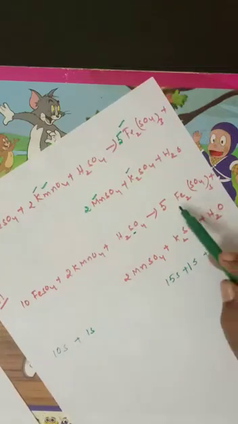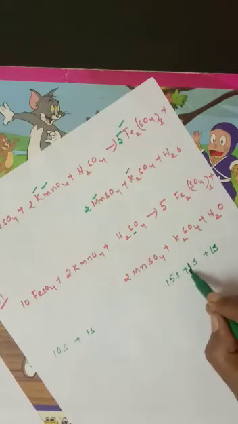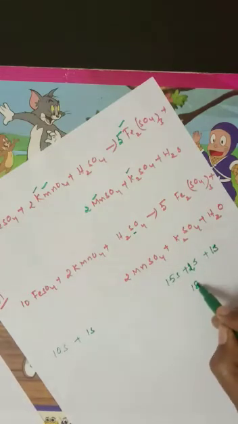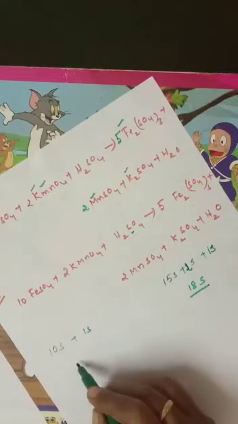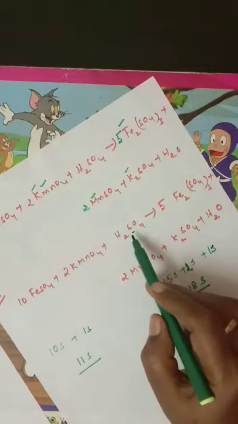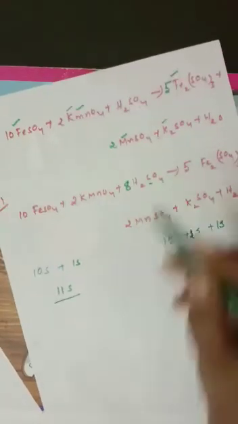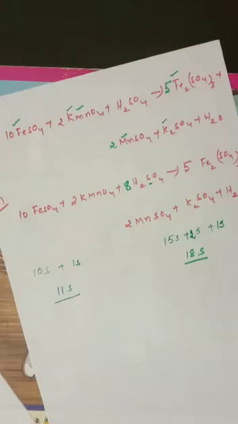So 15 sulfur is present here, as well as here also 2 sulfur, and here 1 sulfur. Totally 18 sulfur is present. But what about here? Only 11 sulfur. Which side has a decrease in the number of sulfur? Only the left side. So we want to balance this. So 11 sulfur here, 18 sulfur there. How do we calculate here? Suppose I write 8 here, is it balanced now?